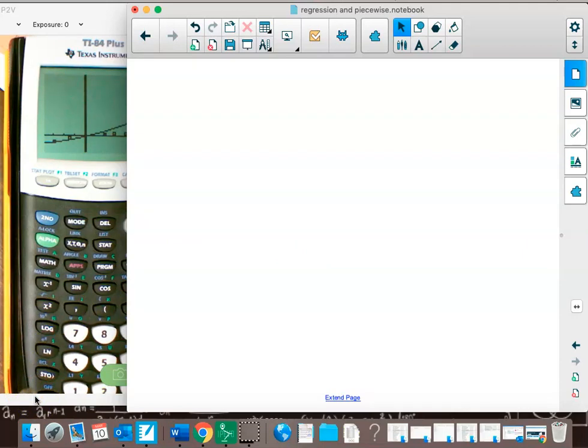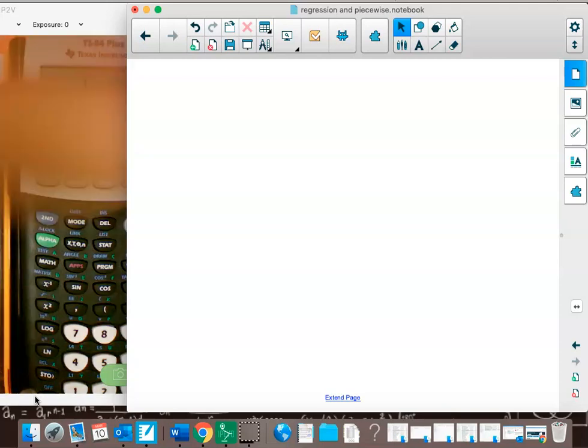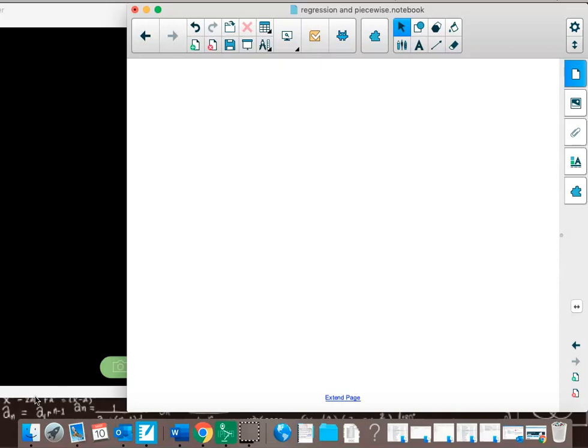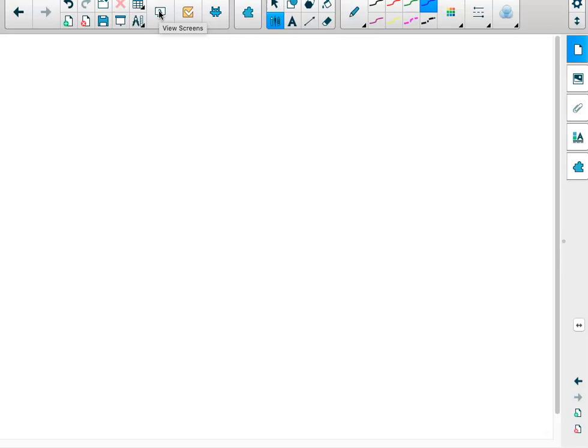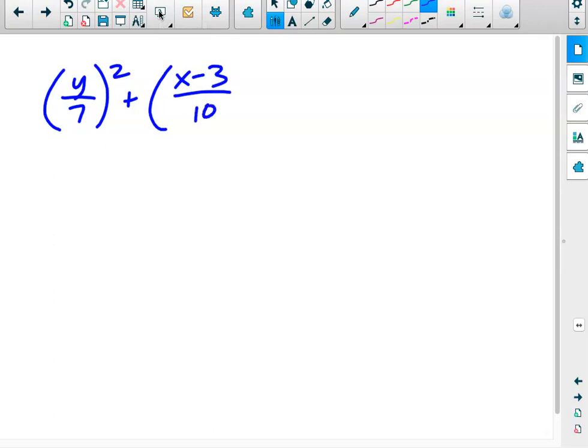All right, so I wanted to show you something from last night's homework because it was formatted in a way that I had not taught you. So problem number 6, we had y over 7 squared plus x minus 3 over 10 squared equals 1.